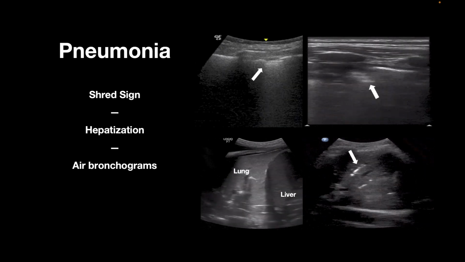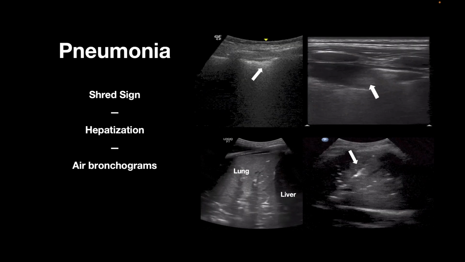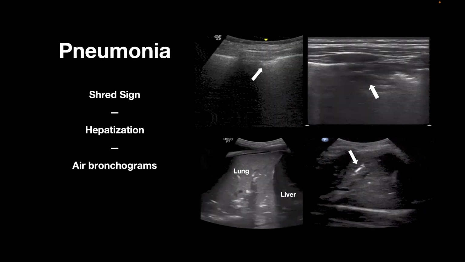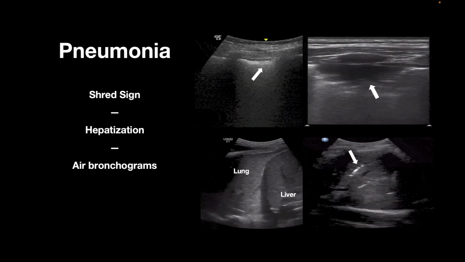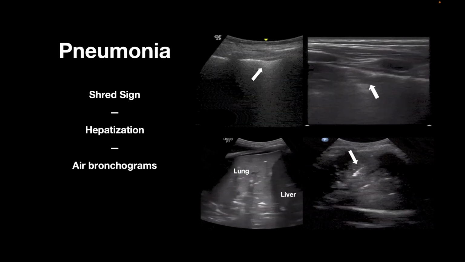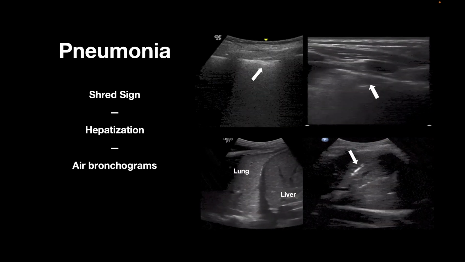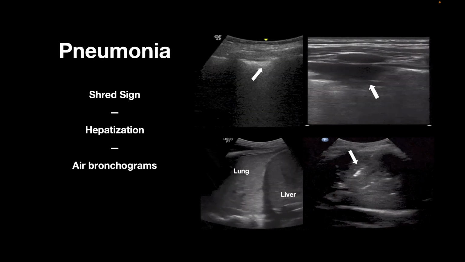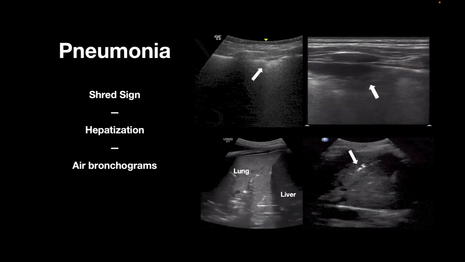Thoracic ultrasound has numerous findings for pneumonia that you should be on the lookout for. The first being shred sign. As we see in the top left image, shred sign describes an irregular pleural line with a subpleural consolidation, most likely filled with pus or fluid in the setting of pneumonia. To the right of this image, we have a zoomed-in view of the shred sign, where the irregularity of the pleural line becomes more apparent, as do the hypoechoic subpleural consolidations.